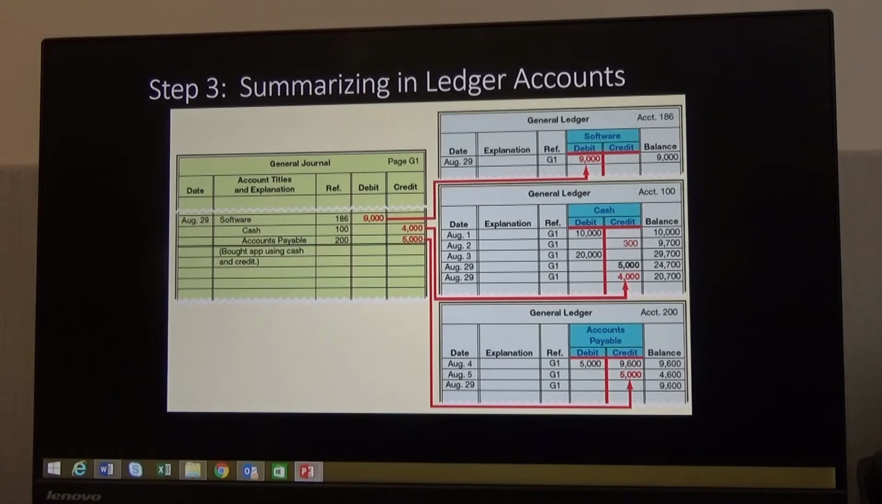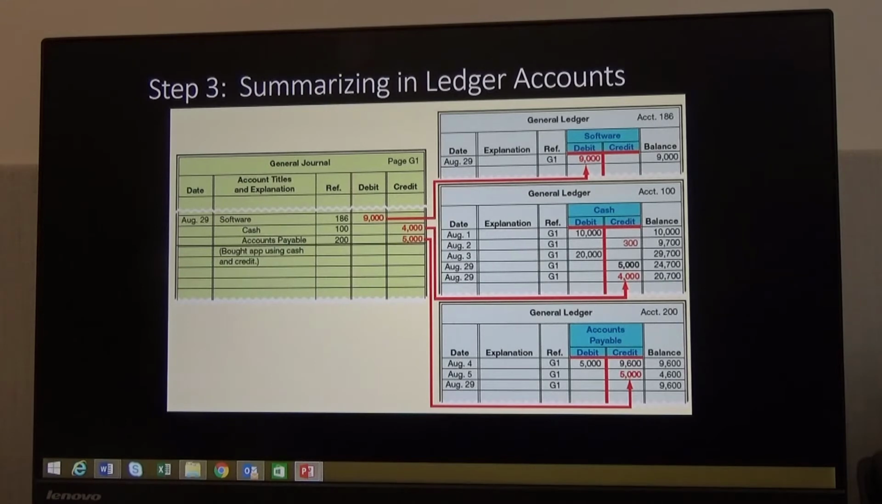The process of posting is quite simple. All we do is we say, okay, the journal entry shows that we need to debit software for $9,000. So let's go to the software account in the general ledger and let's put in today's date, reference the general journal page 1 for that entry, write in the debit to software, and calculate the balance. In this case, the software did not have a balance coming into this transaction, and therefore its balance is simply the total of the new transaction that we posted.